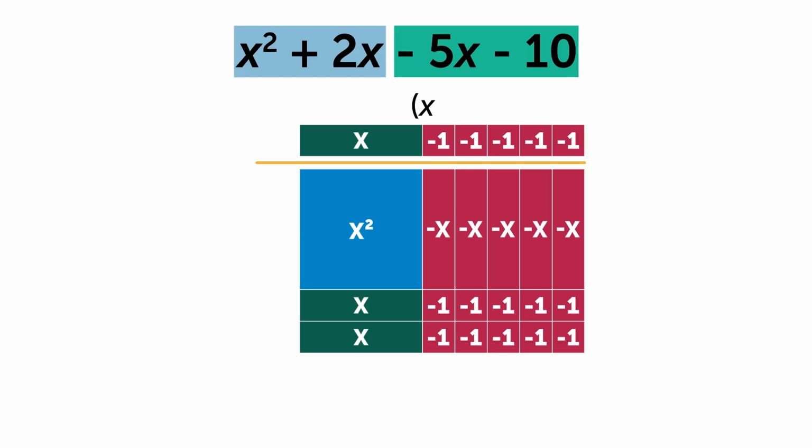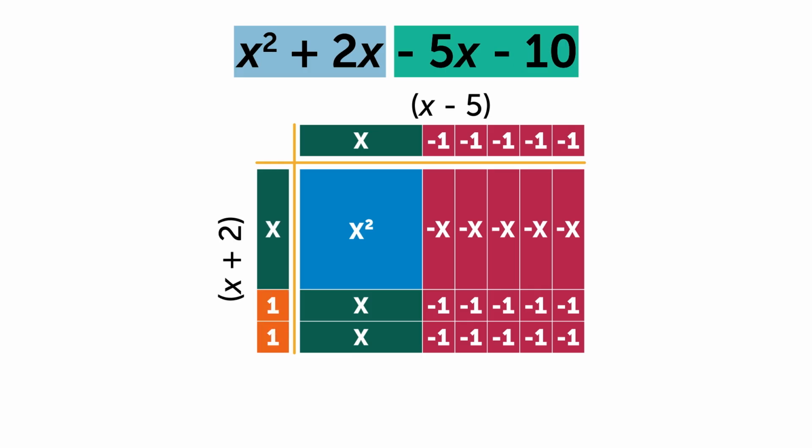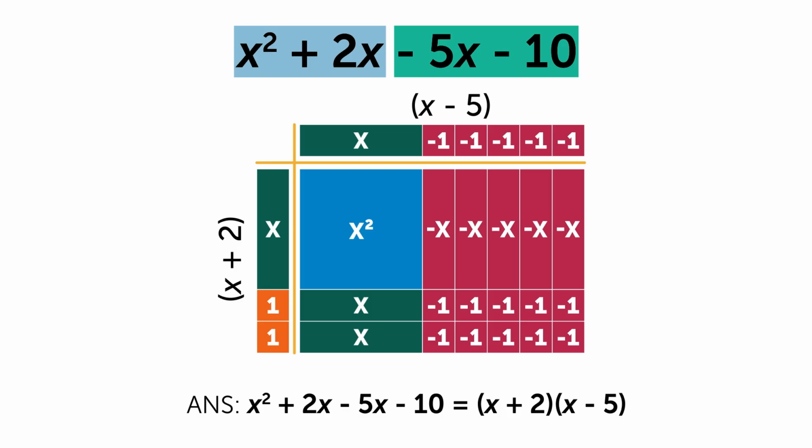In other words, x minus 5. For the side factor, it is 1x tile and 2 positive units long, or the quantity of x plus 2. Thus, x squared plus 2x minus 5x minus 10 factors to be the quantity of x plus 2 times the quantity of x minus 5. This is the same answer we arrived at using algebraic grouping.